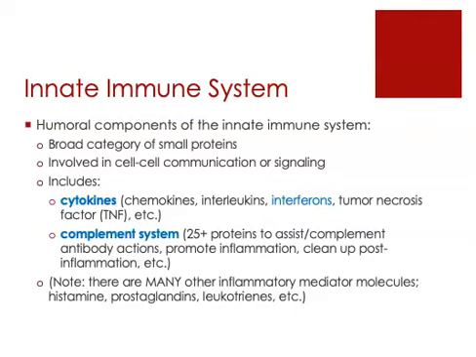Now, I have one other note on the slide, and that's that I've only mentioned a handful of the humoral chemicals that are involved. There are many, many other inflammatory mediators, molecules that are involved in inflammation. I've mentioned histamine, for example. There are chemicals called prostaglandins. There are chemicals called leukotrienes. The list goes on and on. Just want you to remember that these humoral components are just as important to innate immunity as the cellular components are.